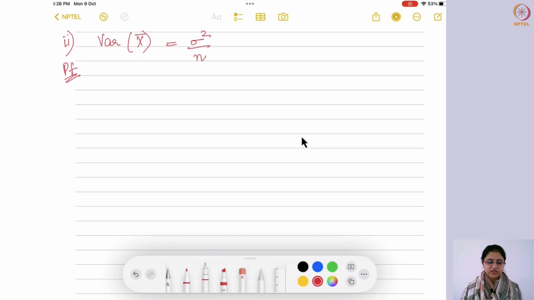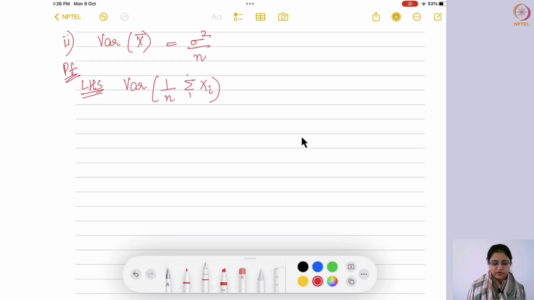If I have to prove this, we can again start from the left hand side. So variance of x bar, so I can write 1 over n summation xi's, where i goes from 1 to n. Now what is happening over here? Since variance of ax is the same as a square times variance of x. I believe everybody knows this result.